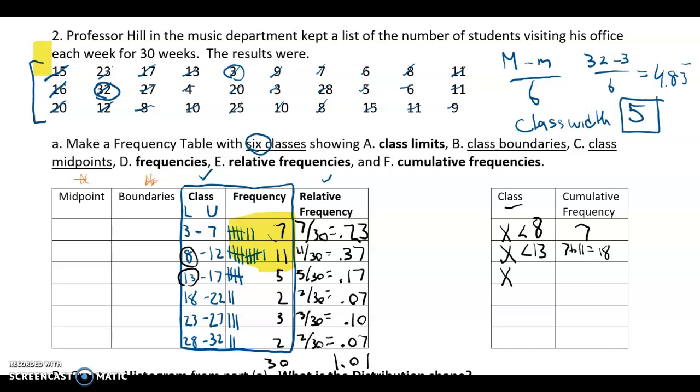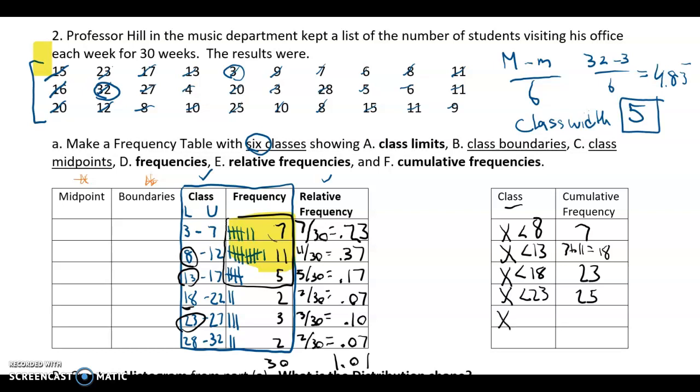Following suit for the third cumulative class, it's all of the numbers that come before the fourth class starts at 18. So x is less than 18, and we'll take our 18 that we have here and we'll add 5 and we'll get 23. So that's 7 plus 11 plus 5 is 23. And then we'll have x is less than 23 for our next class, and we'll take our 23 that we have from the first three classes, we'll add 2 and we'll get 25.